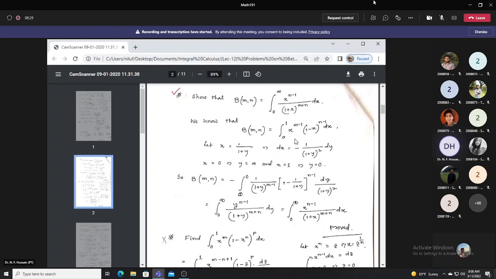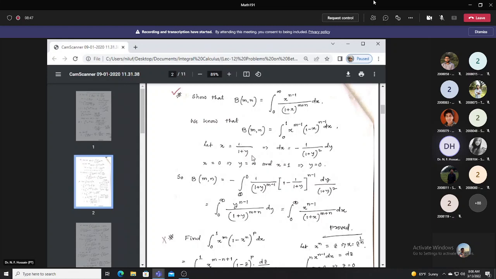Beta(m,n) equals integral from 0 to 1 of x to the power m minus 1 into (1 minus x) whole to the power n minus 1 dx. Let us have a substitution. Suppose x equals 1 over 1 plus y. So dx will be minus 1 by (1 plus y) whole square into dy.